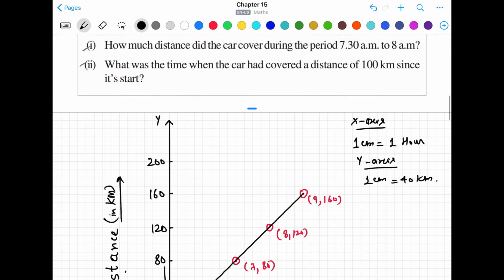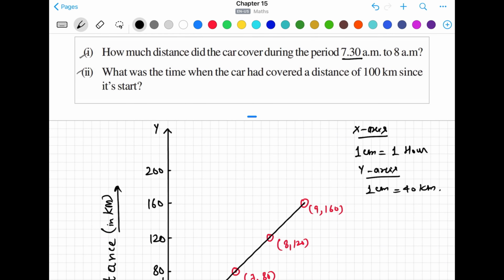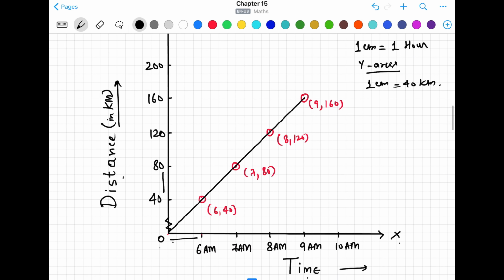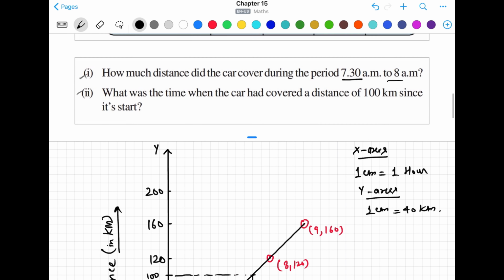Now we have to answer a few questions. First one here is, how much distance has the car traveled between 7:30 a.m. to 8 a.m.? So at 7:30, which is between 7 and 8, let's mark this point on the graph. He was at the distance here on the y-axis, between 80 and 120, that means 100 kilometers. So this is 7:30 a.m. and he has traveled 100 kilometers.